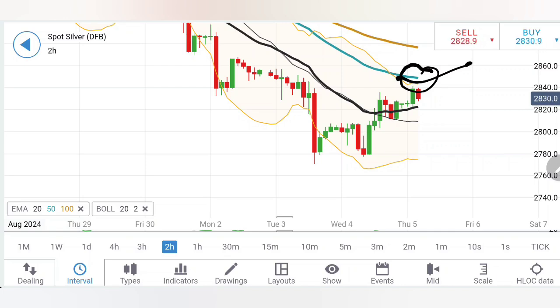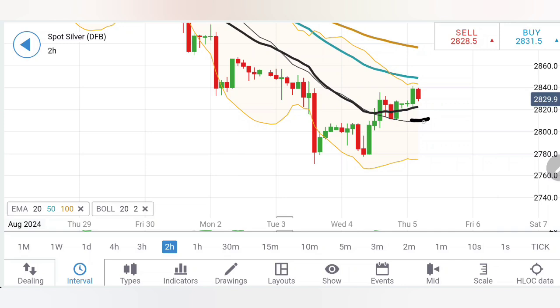Any move beyond 2860, you can expect 2875.80, and then beyond this, we can in fact look forward to 2920, 2950. As far as my opinion is concerned, chances are less for this to happen here. If you look at right now, it is delivering higher lows. Let it break below 2820. Here itself you can take a selling entry.